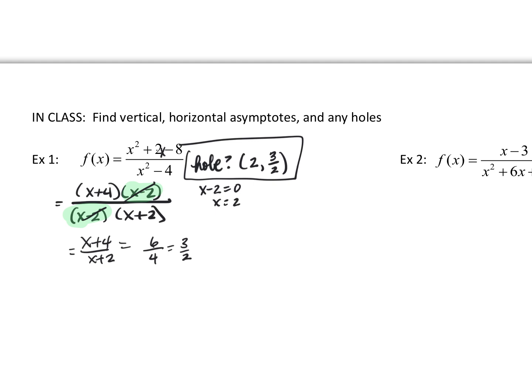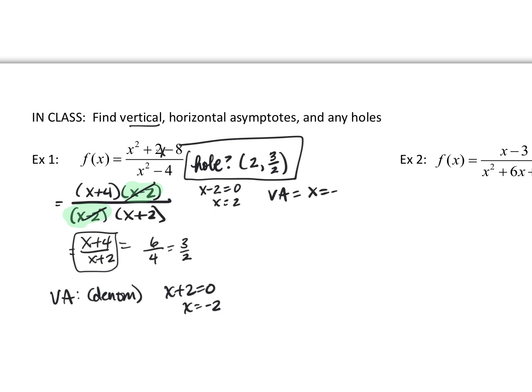The next thing I want to do is the vertical asymptotes. Where is the vertical break in the graph? Well, you're going to look at the denominator in the reduced equation, this guy. This one only has x plus 2 in the denominator, right? So I take x plus 2, set it equal to 0, so x equals negative 2. So I have a vertical asymptote where x equals negative 2. Make sure you say it's x equals negative 2. Don't just say VA equals negative 2. It's a vertical line, but with x, okay?